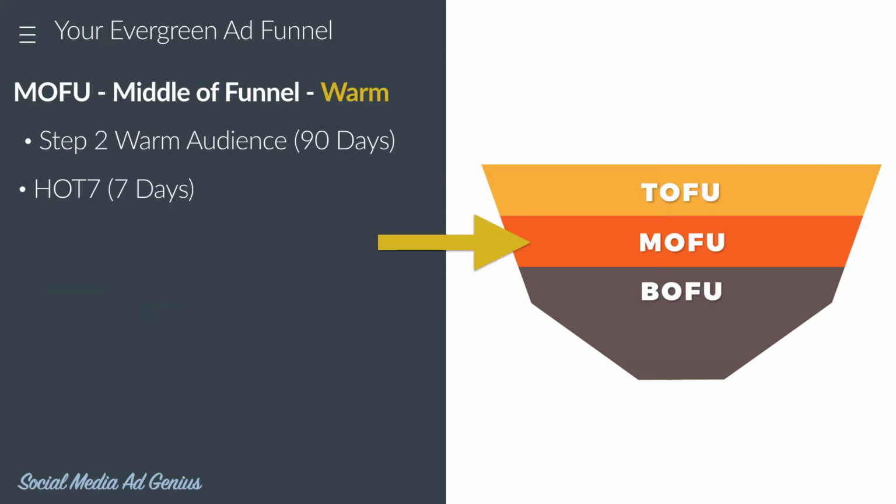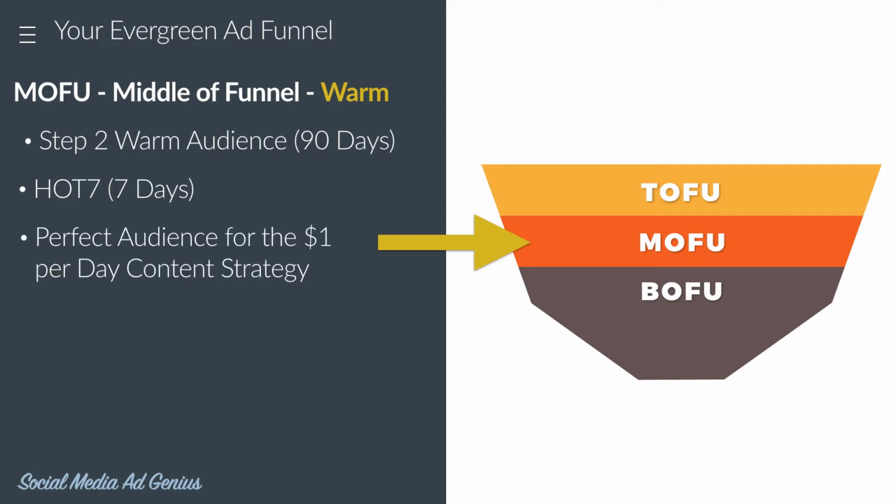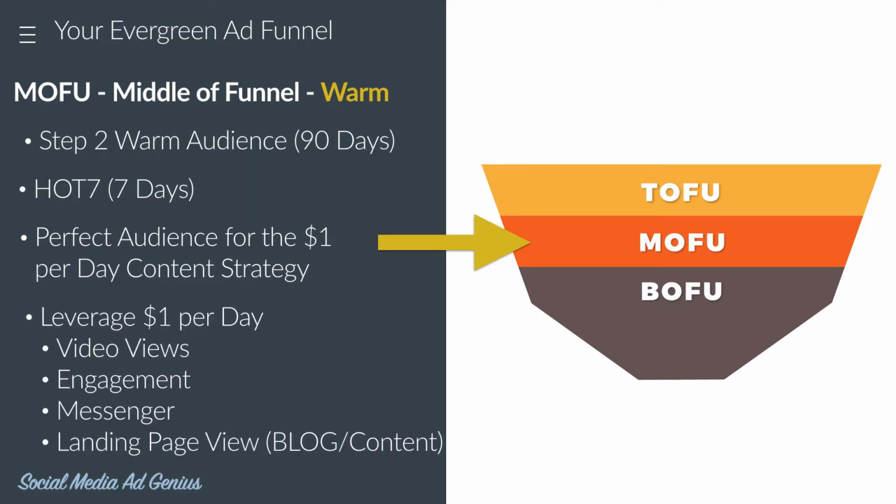Now remember, the middle of funnels, we're going to do a ton of our testing, the step 2 and the hot 7. It's perfect for this $1 a day content strategy you're going to see me walk through in the over the shoulder view. I'm going to use this to leverage video views, engagement, messenger, landing page views. You're going to see all this, but this is always my testing ground.